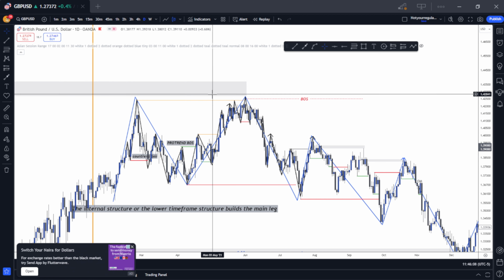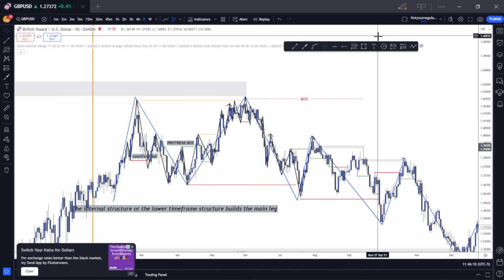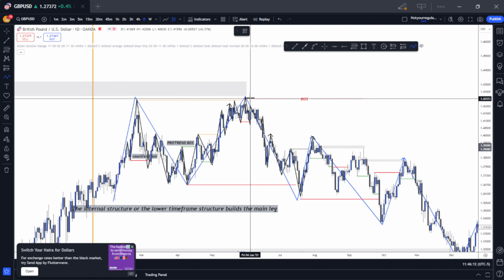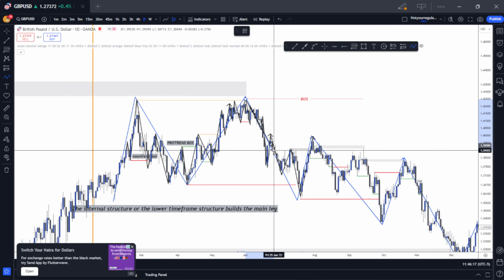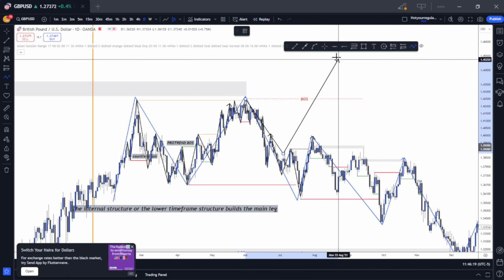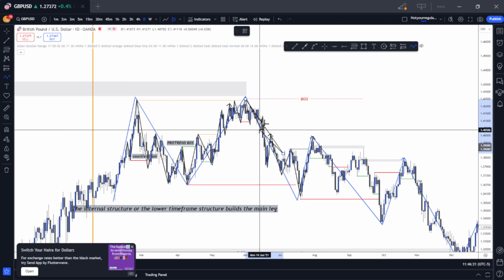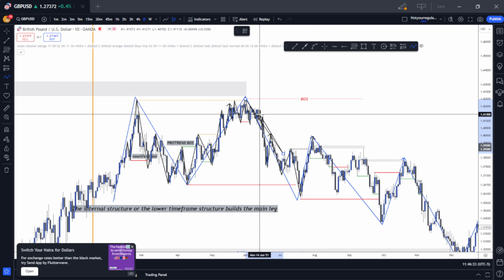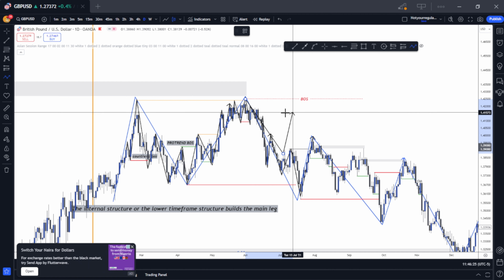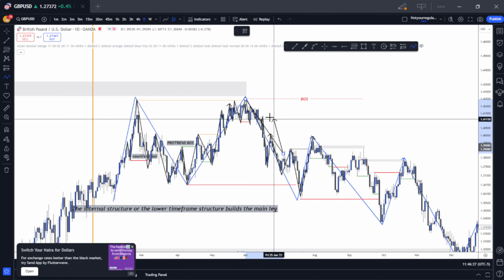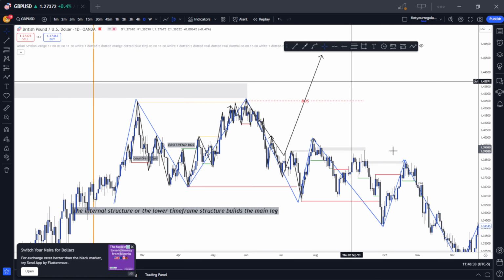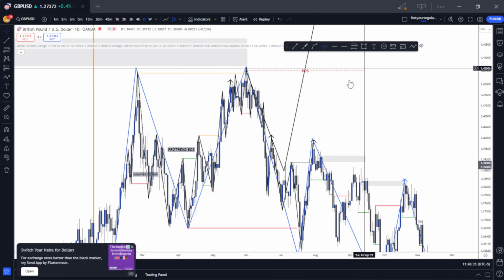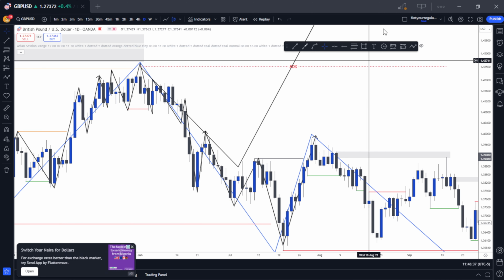So assuming price mitigates this correct order block, what would have happened is price would have just retraced back, taken some internal liquidity, then resumed, then taken out internal structure right here. That would give us a pro trend BOS right here and resume the higher time frame structure. Okay, so it will be something like this.